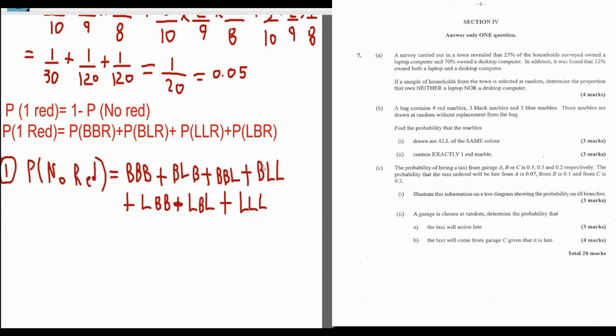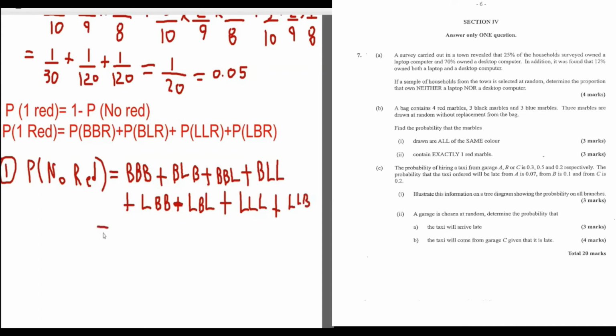Now we need the three possibilities where we draw two blue. We can draw the black first, then blue, blue. Or we can draw blue, then black, then blue. Or we can draw blue, blue, black. That's the one that was missing: blue, blue, black. So this would be no red.